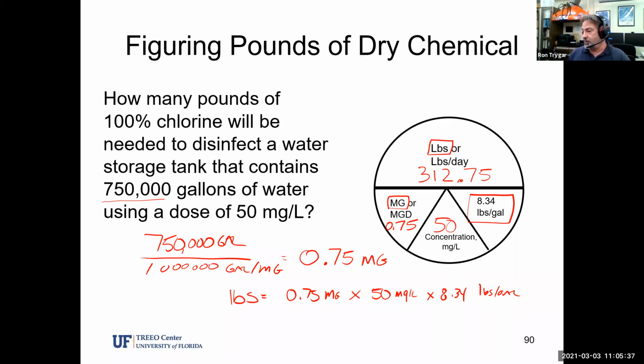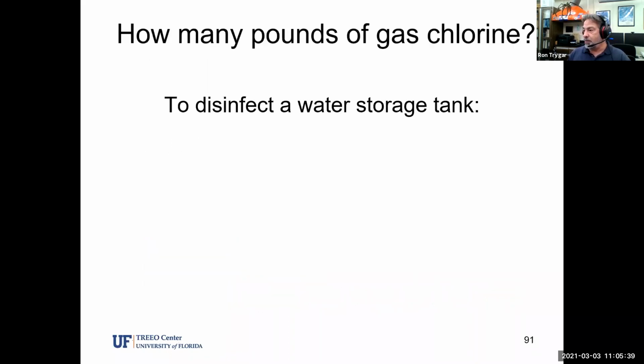All right, let's take a look here. So what about a storage tank? If we were going to disinfect a storage tank and we didn't get the gallons, the actual million gallon number, what if we had to figure it out? Which is probably similar to what might happen on quizzes and final exams and exams in general, right?